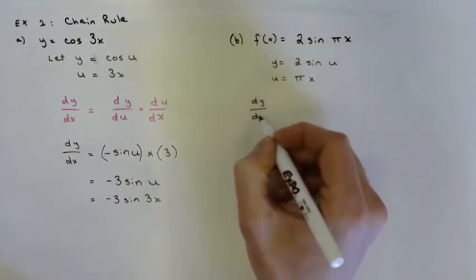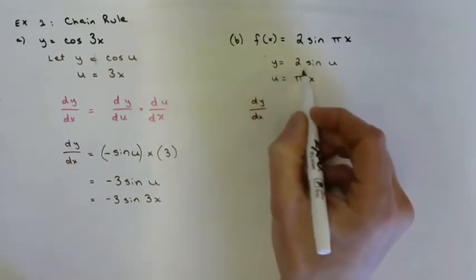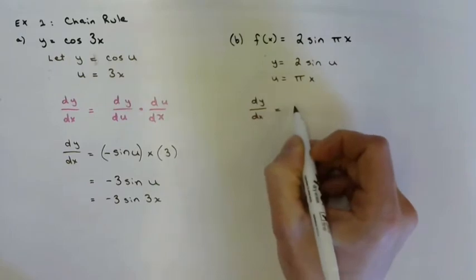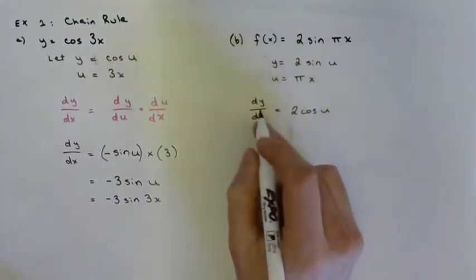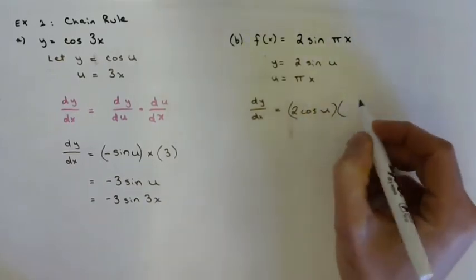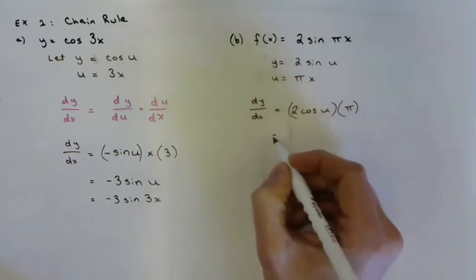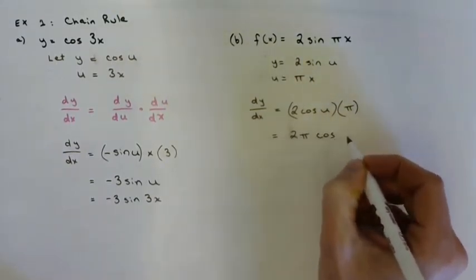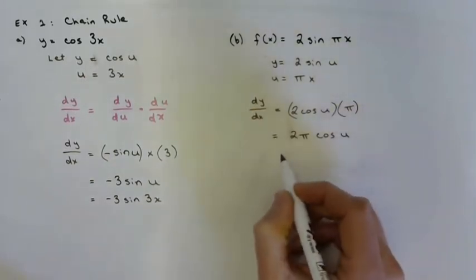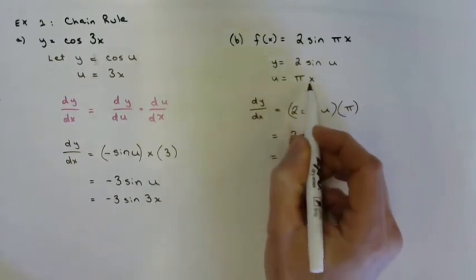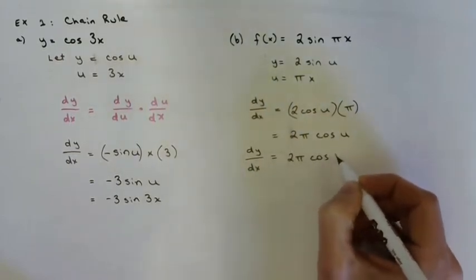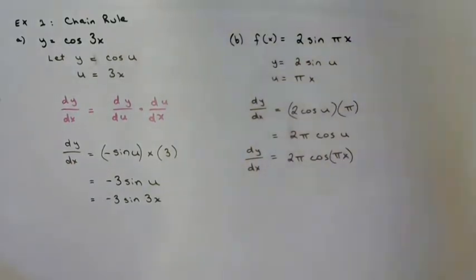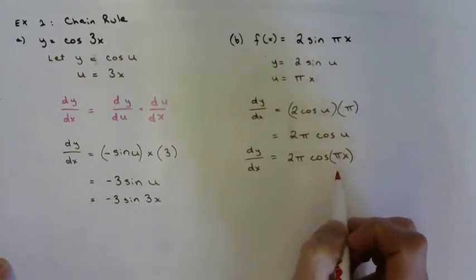So now if I take the derivative dy with respect to dx, I'm first going to take the derivative of this part, which is going to be 2 times the cosine of u, times the derivative of this, which is just going to be pi. And that would give me 2 pi cosine u. Now I can sub back in. u is pi x, because I'm looking for the derivative of y with respect to x. I end up with 2 pi times the cosine of pi x. And if it's helpful for you, you can put a little bracket around those to remember that it's the cosine of that product.